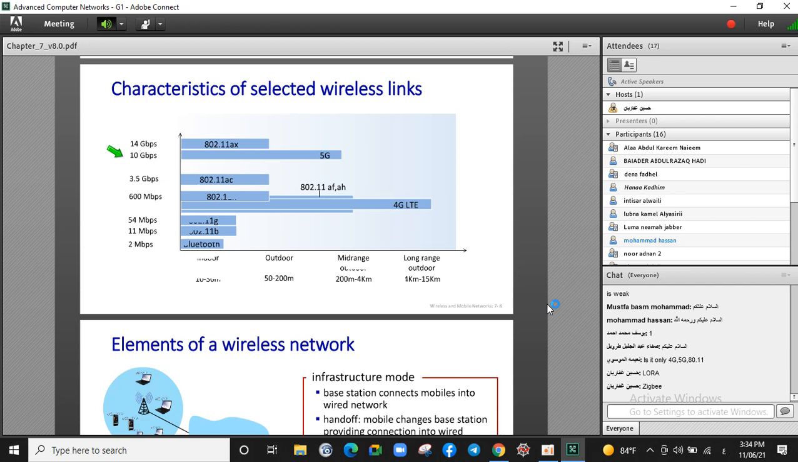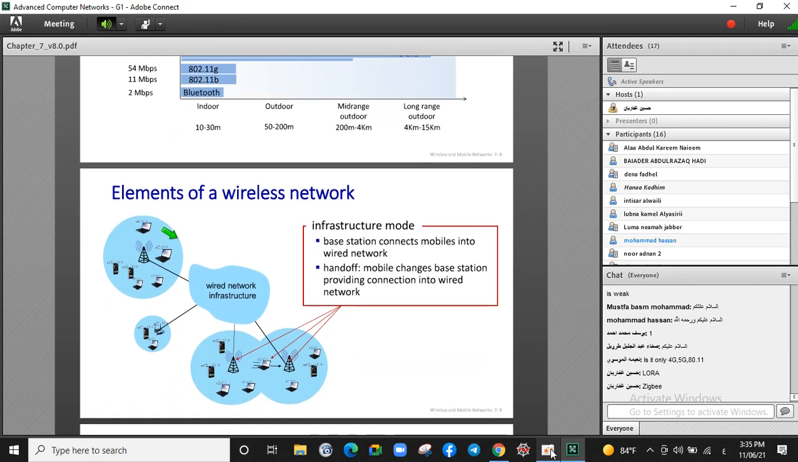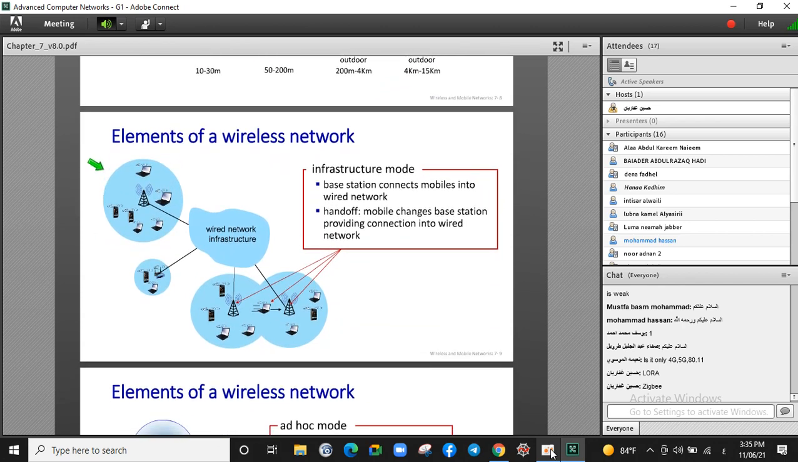Okay, there are other technologies, but Bluetooth, Wi-Fi, and cell phone technology are dominant in this area, in the area of wireless links. They are dominant. So here we only talk about these technologies. You forget the rest, because, for example, WiMAX is an old and obsolete technology.